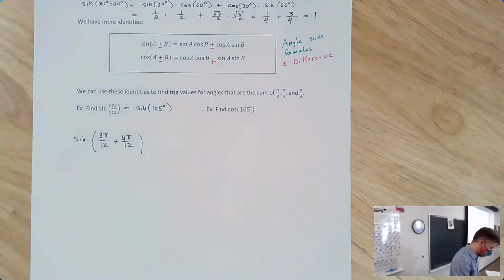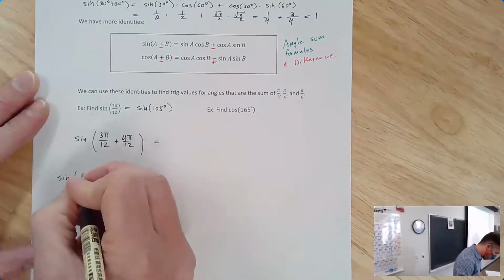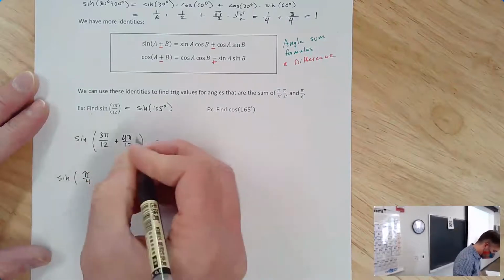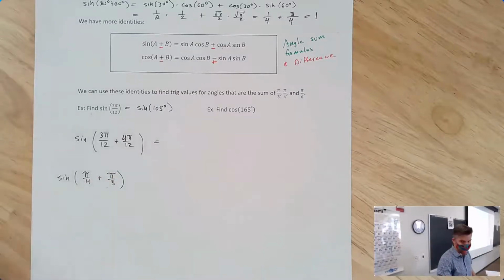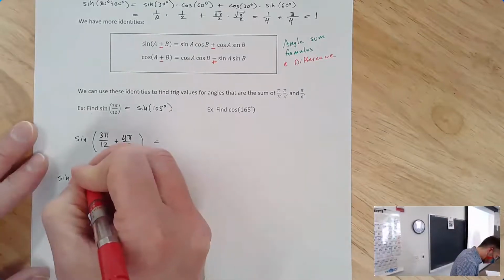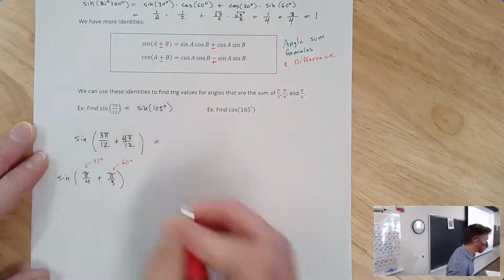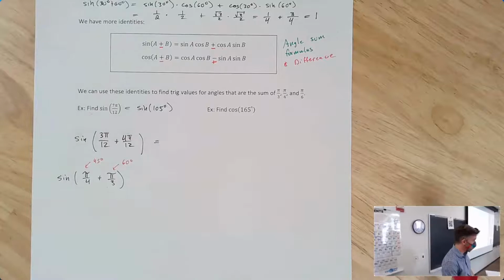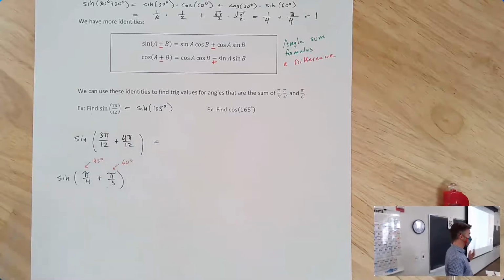And then I'm going to reduce those fractions. 3 pi over 12 is pi over 4, and 4 pi over 12 is pi over 3. Oh, look, it's the same thing we already said. That's sine of 45 degrees plus 60 degrees, just in radians instead of degrees. It's totally fine to convert it to degrees. It's totally fine to not. I like not, because I can always figure out how to add together to make it reduce.